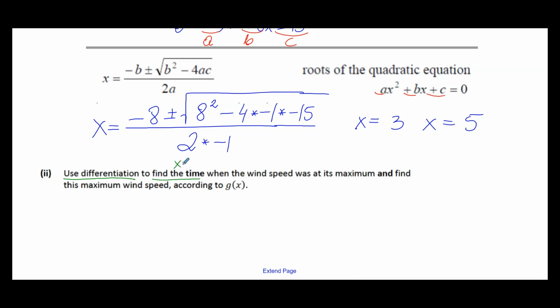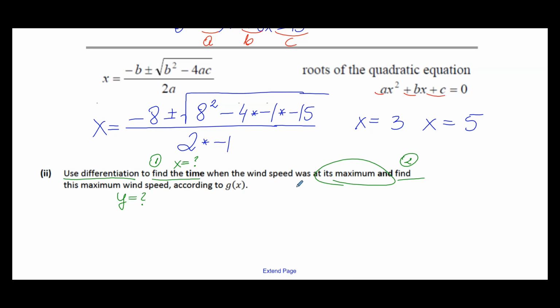So meaning to find the value of x in this case, isn't it? That's one thing: when the wind speed was at its maximum. So that's the key word. I will talk about it in a minute. And second thing, what do I have to find? Find that maximum wind speed. So find the value of y accordingly.